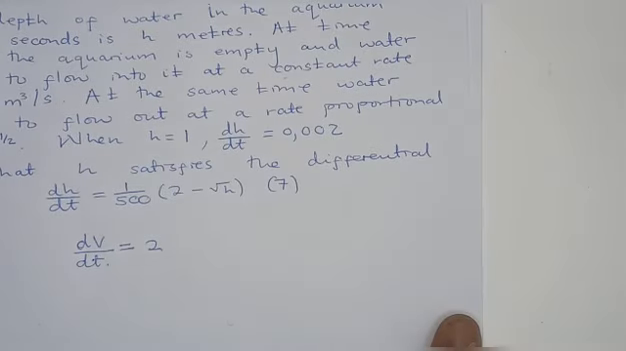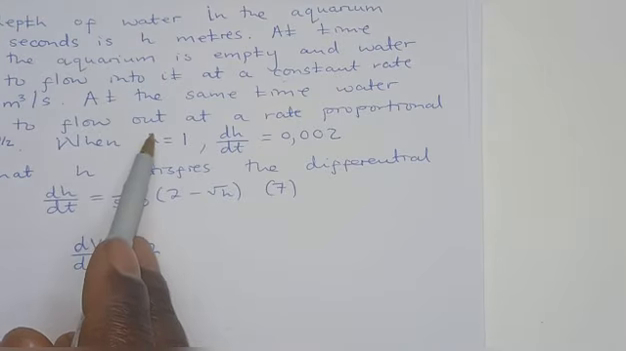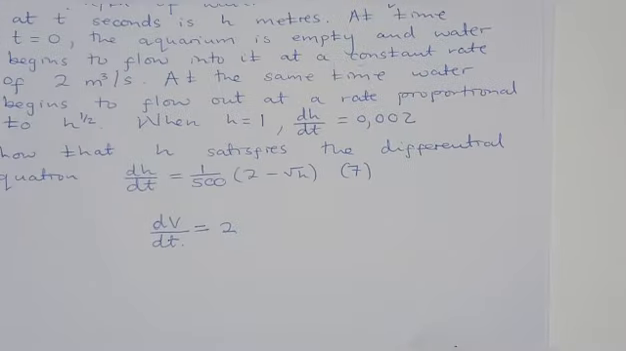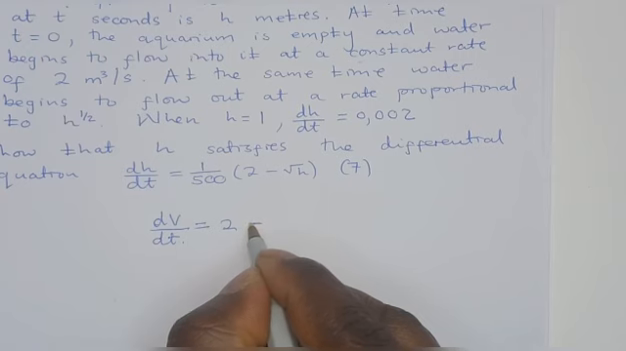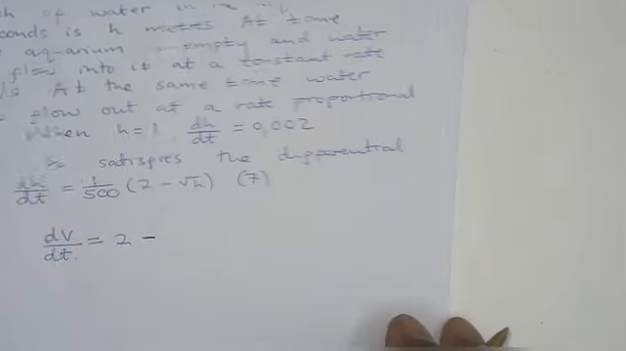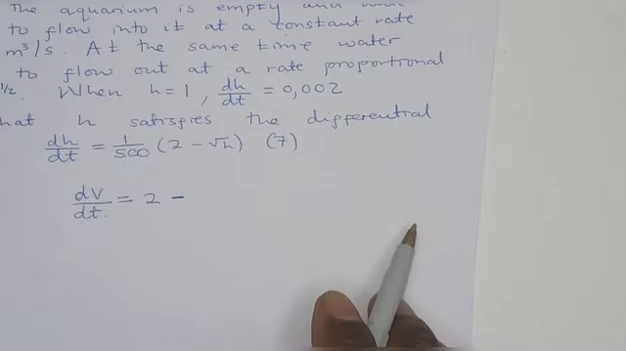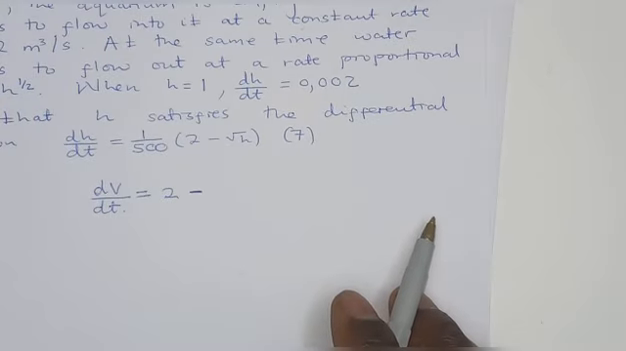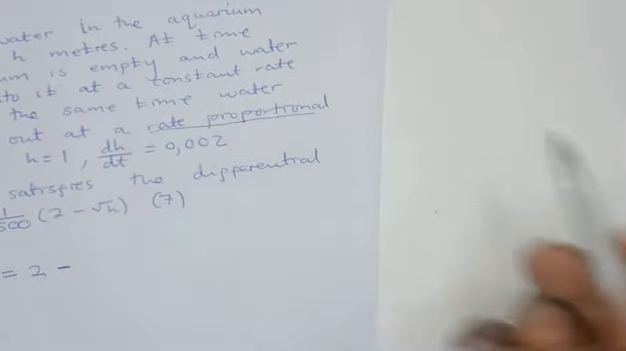Then the question is that at the same time, water begins to flow out. Flow out, it means leakage. Leakage means rate of decrease. So pamberi pa 2 yayo, mvura yapinda takuisa minus to show the flowing out. Then panzi is flowing out at a rate proportional to h to the power of half, meaning to say rate yekubuda nayo haizi constant.